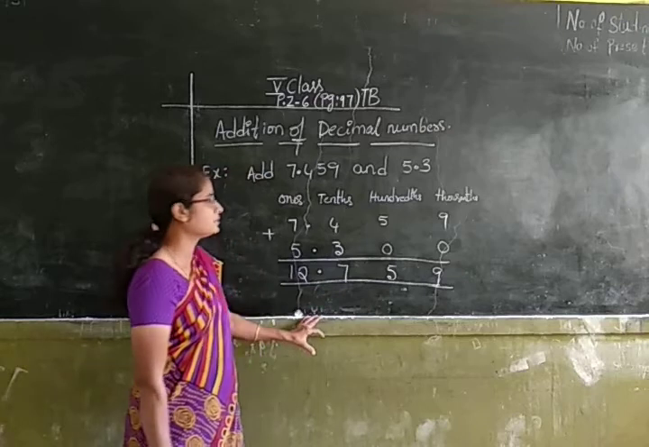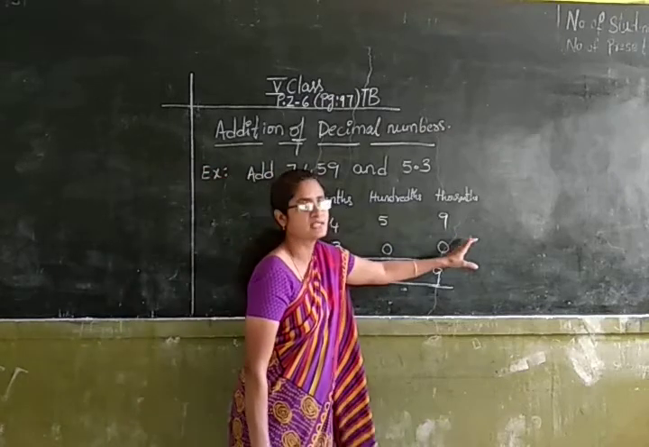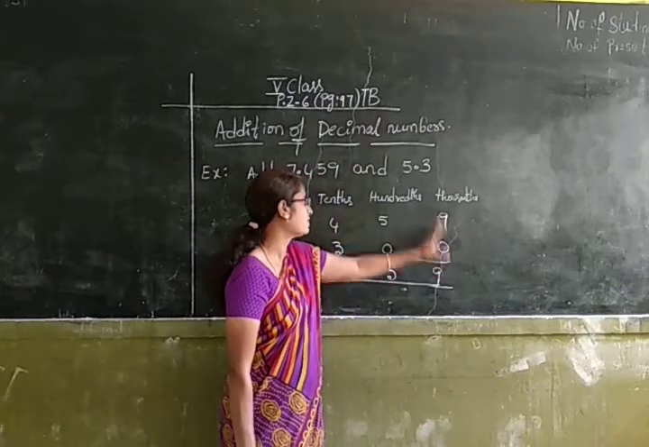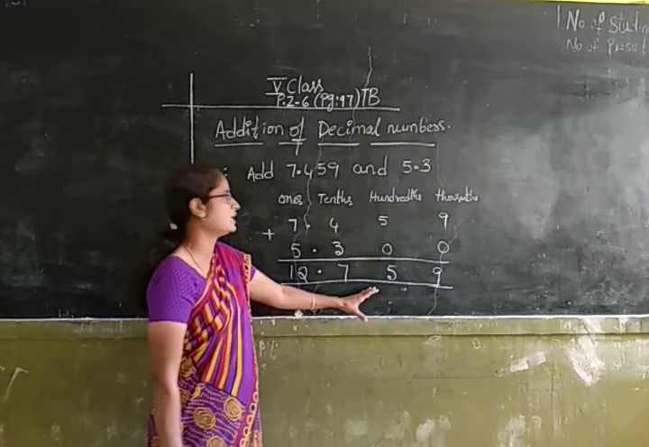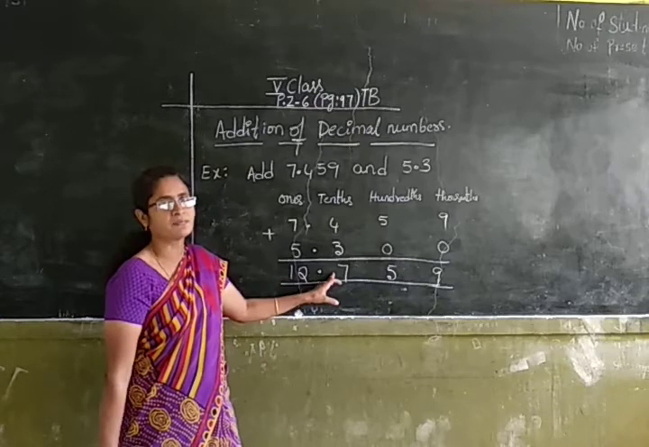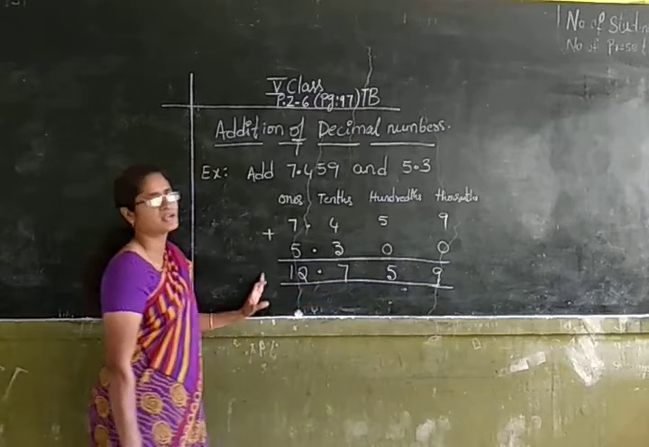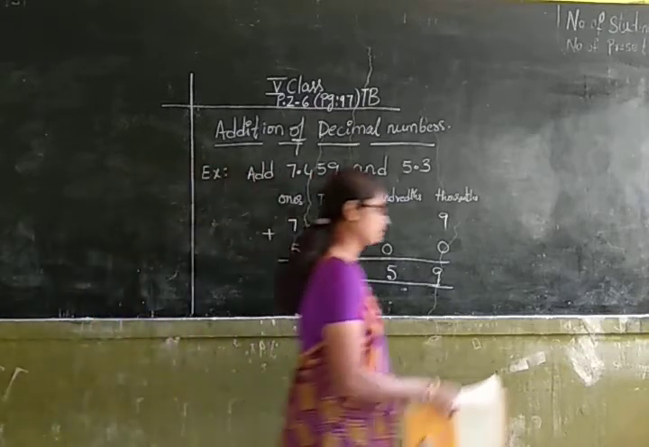After arranging the numbers, you start adding from the thousands place. So I have started adding from thousands place. After adding the numbers in thousands place, I have added the numbers in hundreds place. Then I have added the numbers in tens place. And then I have added the numbers in ones place.